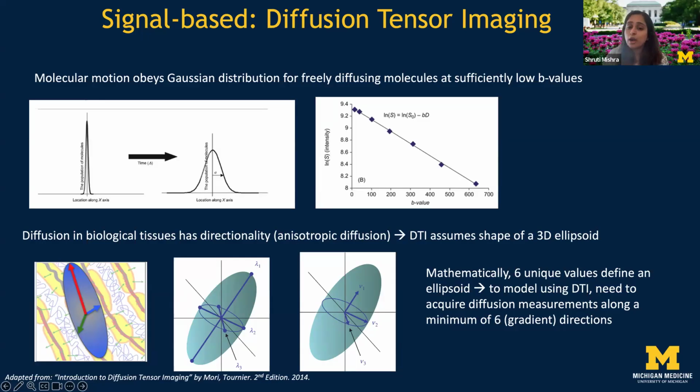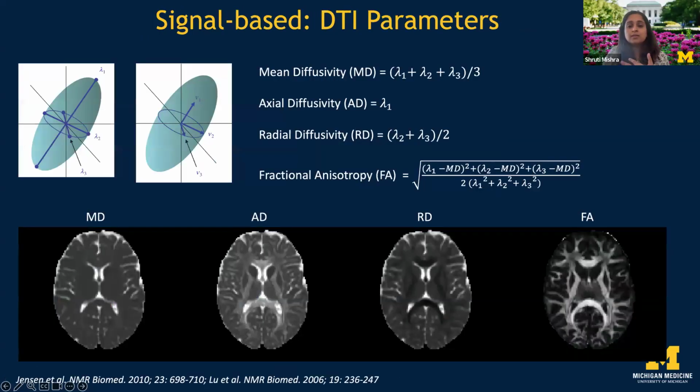So in order to describe an ellipsoid mathematically, one needs 6 unique values. Therefore, to acquire diffusion MRI data and perform a DTI-based representation, you need to acquire diffusion along a minimum of 6 gradient directions. And the 6 values are basically the 3 eigenvalues, which are here defined by lambda, and the 3 eigenvectors, v1, v2, v3. The parameters that we estimate from DTI are relatively easy to understand as they're directly derived from these eigenvalues.